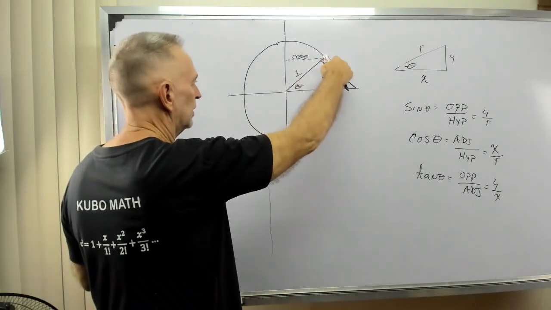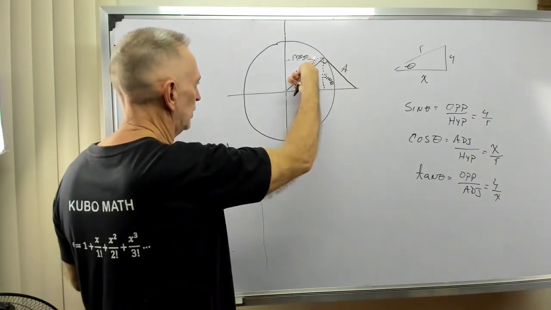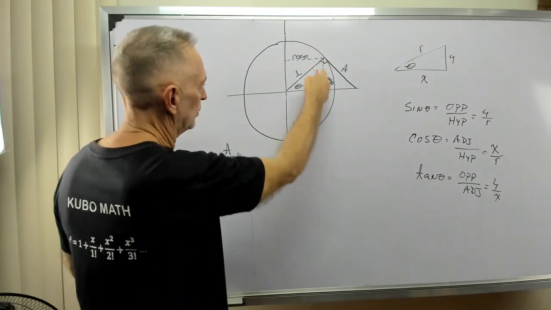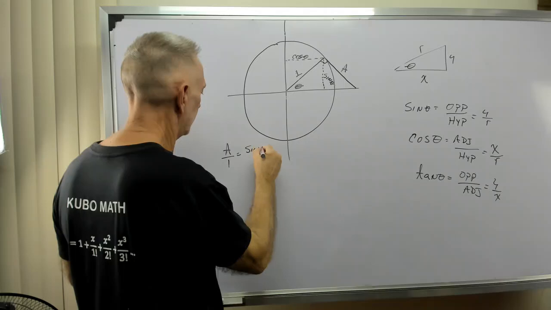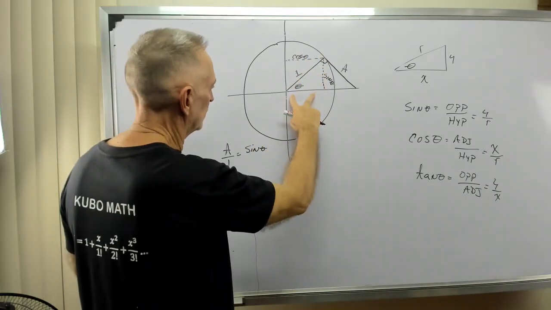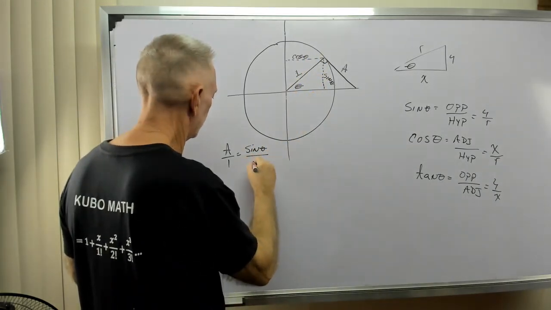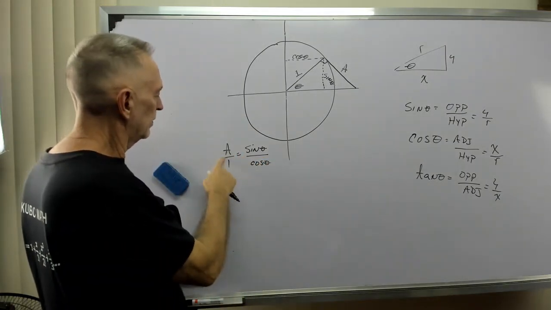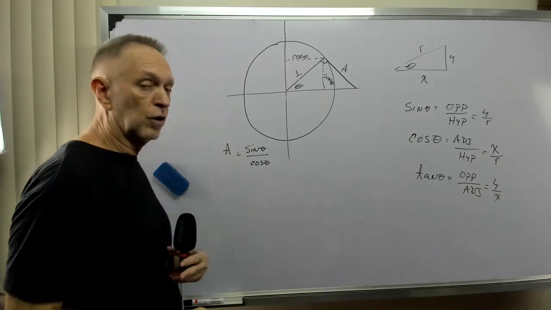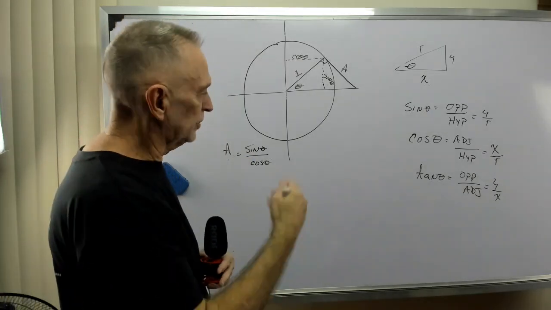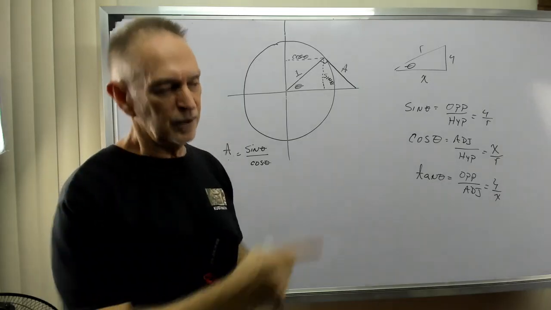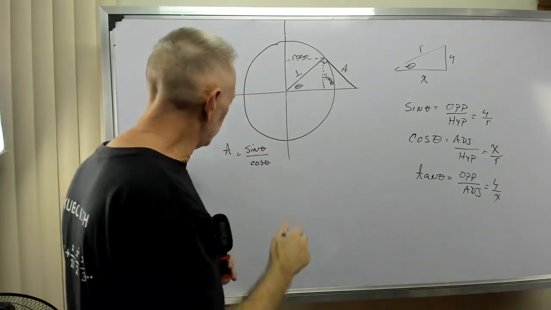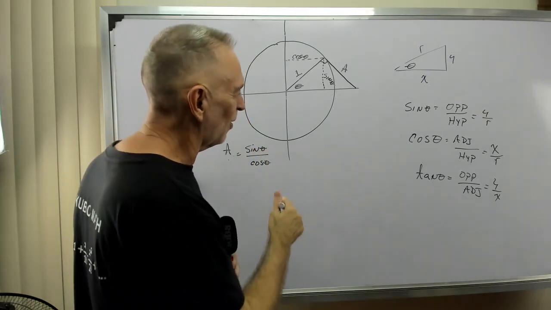The opposite side is to the adjacent side as the opposite here, which is sine, is to the adjacent, which is cosine. So A over 1 just equals A. So A equals sine over cosine. Well, that's tangent. Of course, you may say, well, wait a minute. How do I know that? Excuse me. I think I'm getting a cough here.